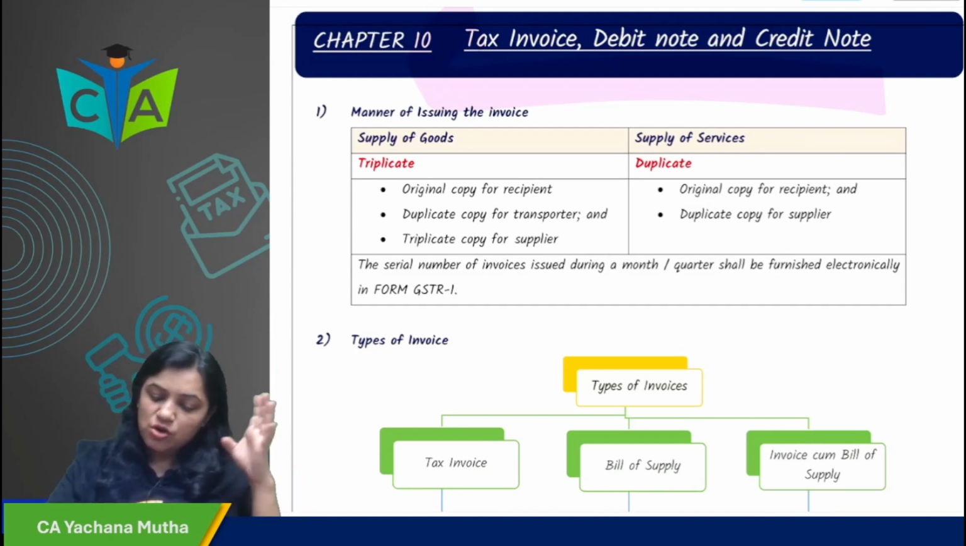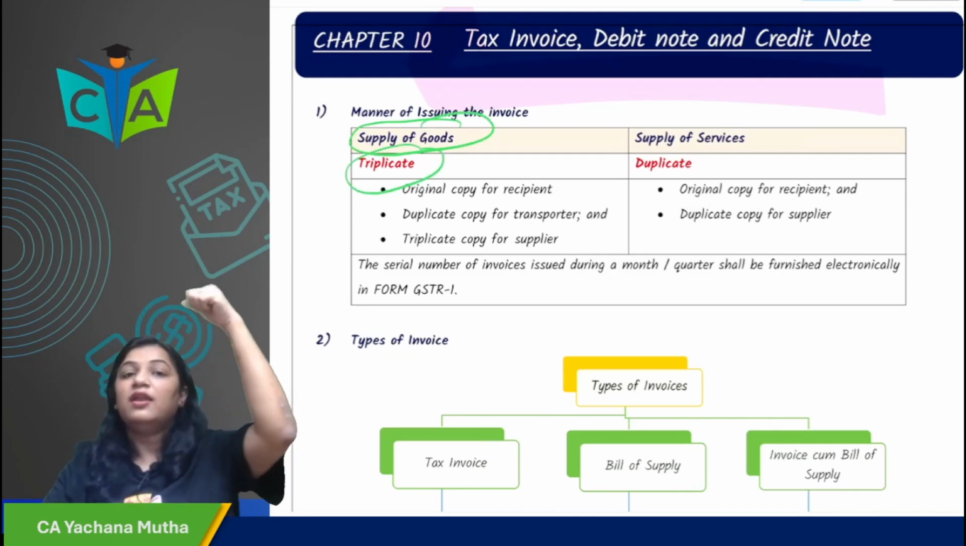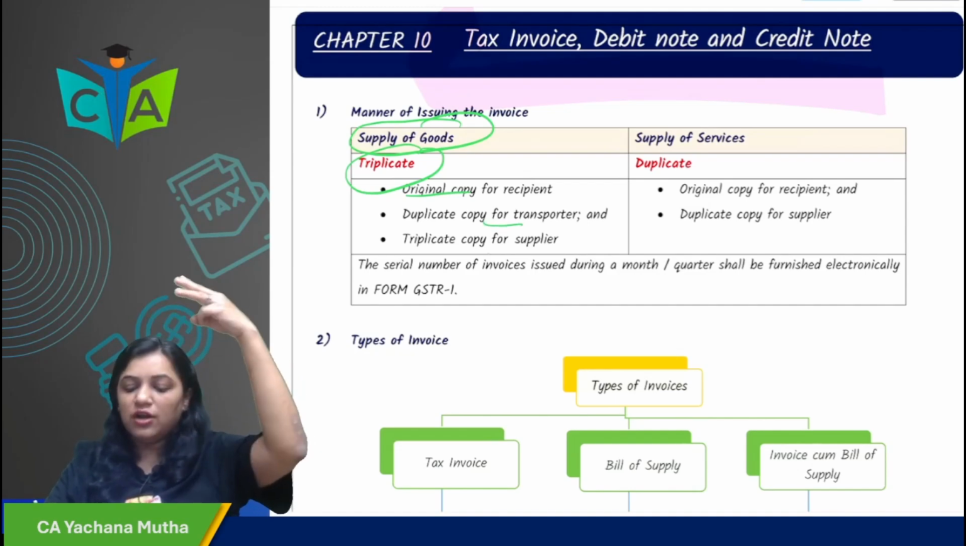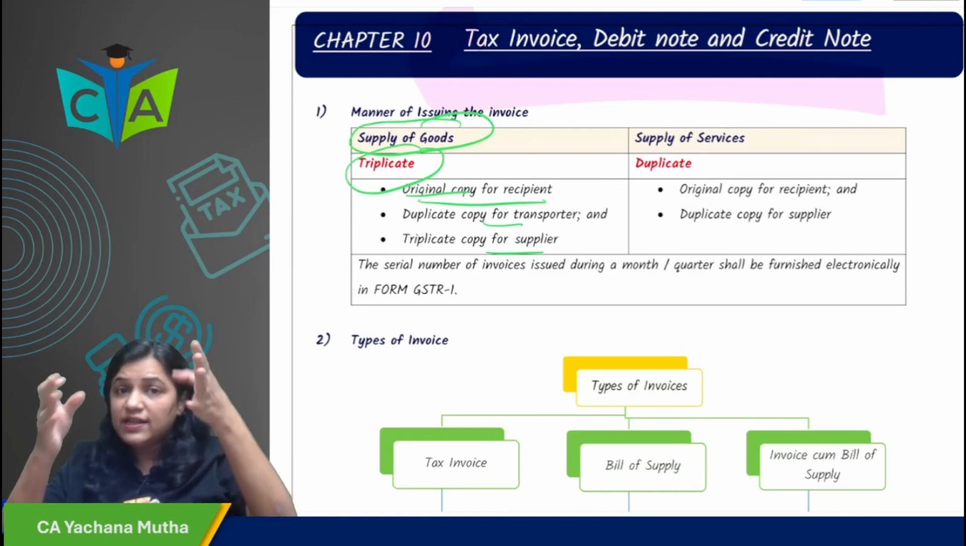Now first of all, in case of goods, the invoice is issued in triplicate. You remember: original for the recipient, duplicate for the transporter and triplicate for the supplier. The original copy is for the recipient, who has to take ITC from that.